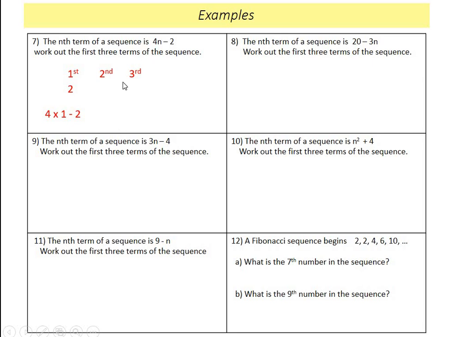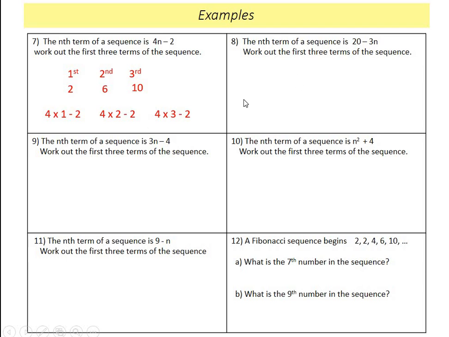For the next number in the sequence, the second term, I'm going to do 4 times 2, take away 2. 4 times 2 is 8, take away 2 is 6. And for the third term, 4 times 3, take away 2, and I get the answer of 10. So the first 3 terms are 2, 6, and 10.